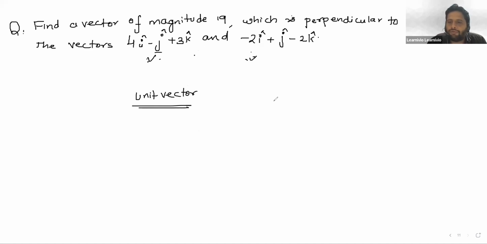In this case, if you find a unit vector which is perpendicular to both these two vectors, you know that its magnitude is 1. So if you multiply that unit vector with 9, then you will get your required answer. Is it clear for Abdur and Rifat? First, find a unit vector, multiply that with 9, you will get your answer. Is it clear?